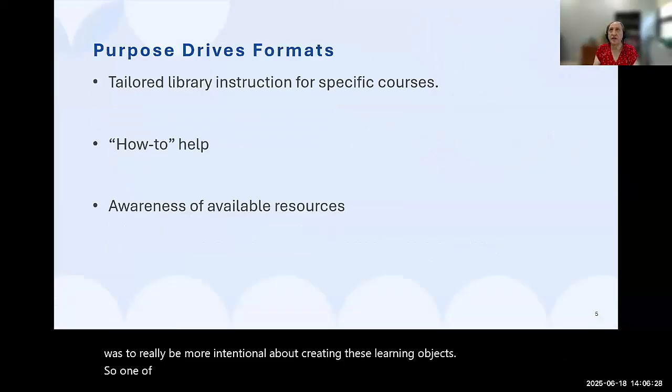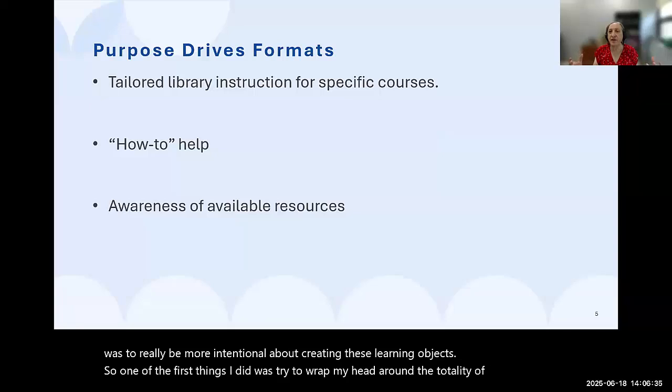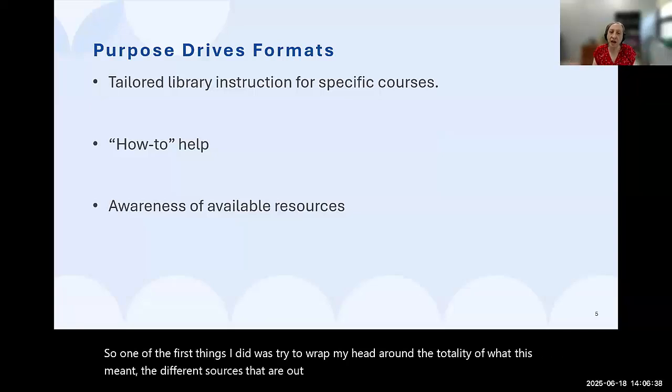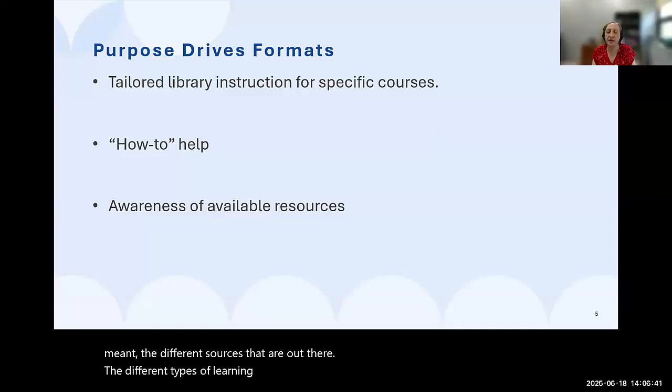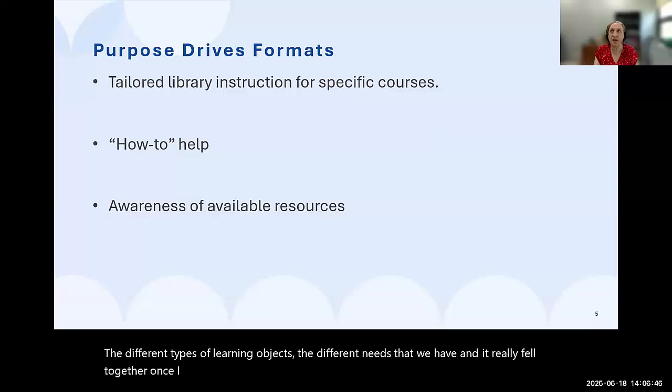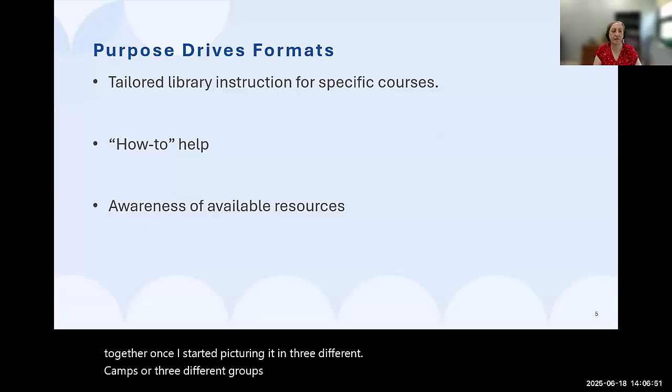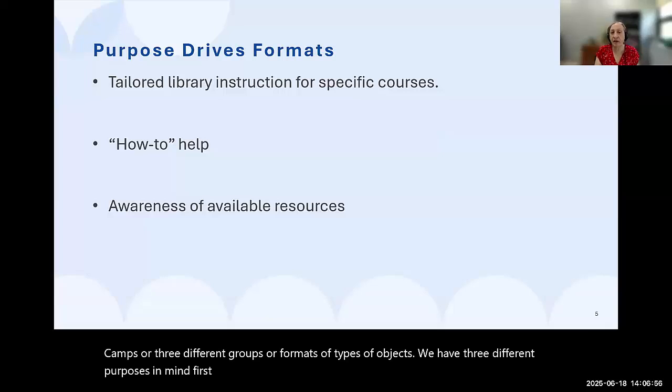So one of the first things I did was try to wrap my head around the totality of what this meant, the different sources that are out there, the different types of learning objects, the different needs that we have. And it really fell together once I started picturing it in three different camps or three different groups or formats of types of objects. We have three different purposes in mind. First is the tailored library instruction for a specific course. So that would be more like the full-blown tutorial.